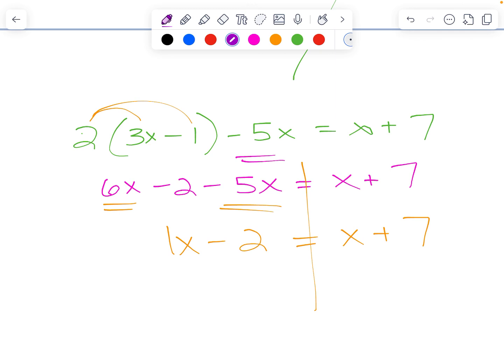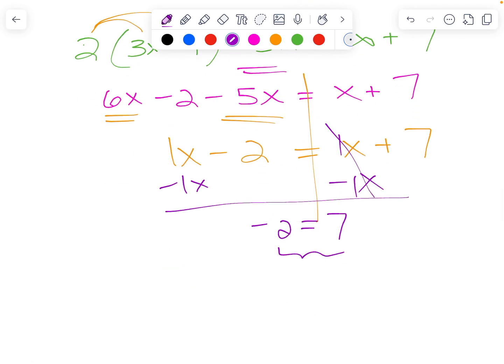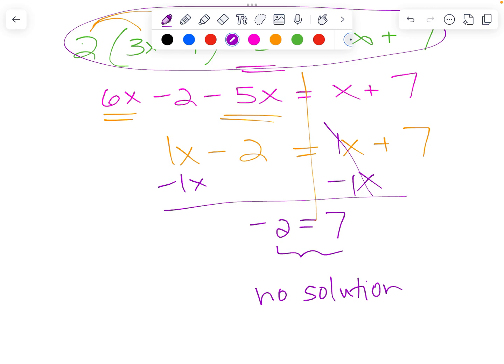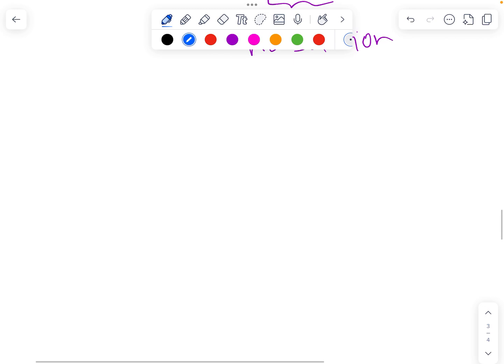So now I notice I have variables on both sides and I might want to get them on one side. So what if I subtract this x, or this 1x here? Well, that's kind of weird because when I subtract x, I'm just left with negative 2 over here. And on the other side, I'm left with 7. And that doesn't make any sense, that negative 2 would equal 7. So what that means is that there's actually no solution to this problem. There's no value of x that will actually make this equation true. So when you notice that you get a false statement at the end, that means that there's no answer to the problem.